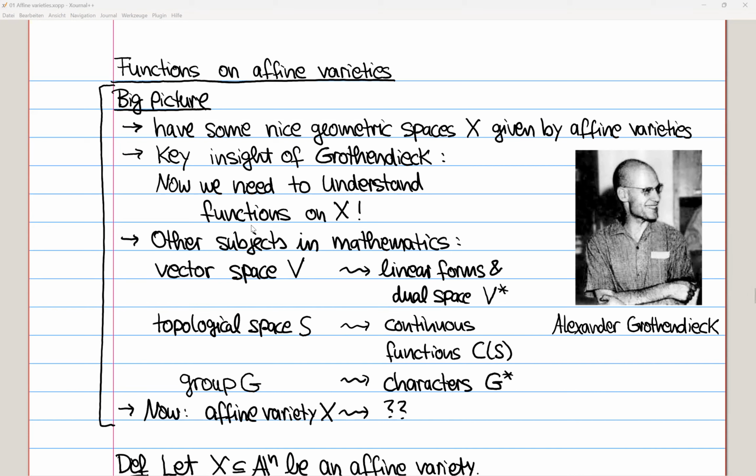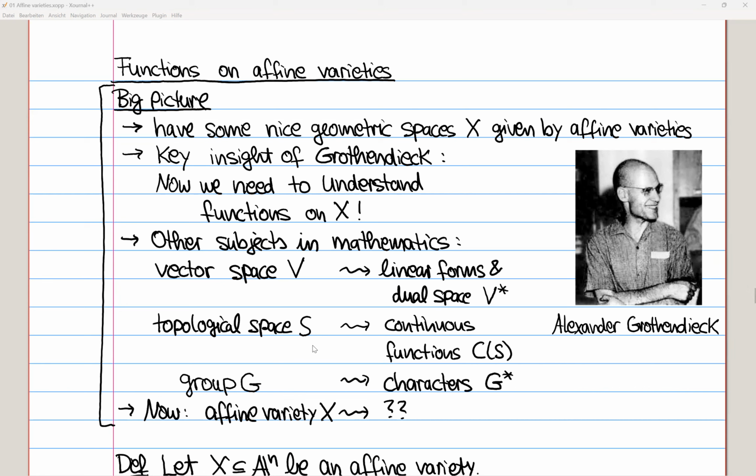And this idea that you need to understand functions on your spaces is basically one of the key ingredients in understanding how he revolutionized this field. And just as a comparison, I wanted to point out that in other subjects of mathematics, this strategy is also very important. For example, if your geometric object is a vector space, then the functions on it are the linear forms, and they form the dual space. And that's an important concept in linear algebra.